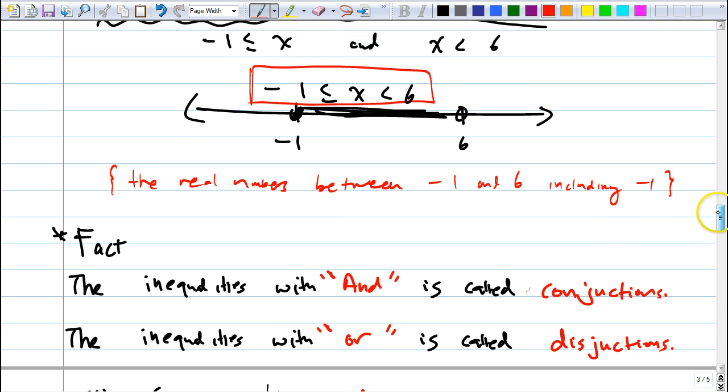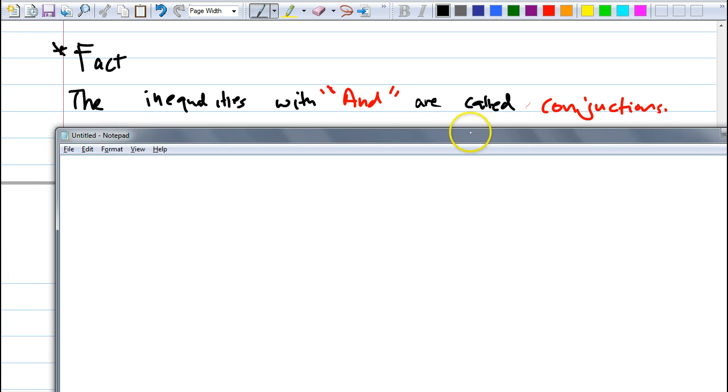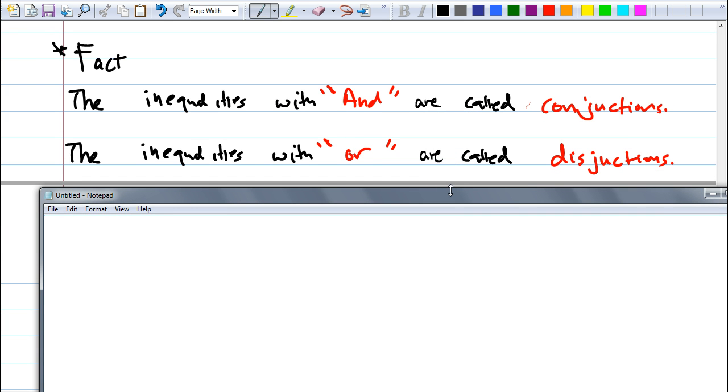Yeah. So that's just, you need to know that. Hold on. So the inequalities with "and" are called conjunctions and "or" are called disjunctions. So just remember conjunction, whenever you have "and" for these inequalities, that's what's called conjunctions. Okay, and then if you have "or," called disjunction. Why do we need to know this?